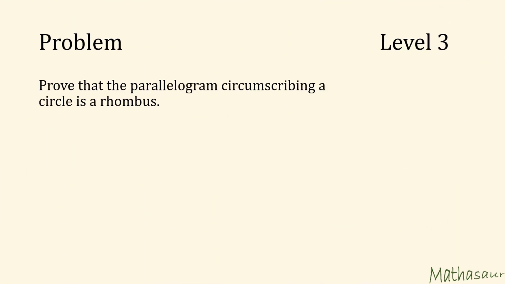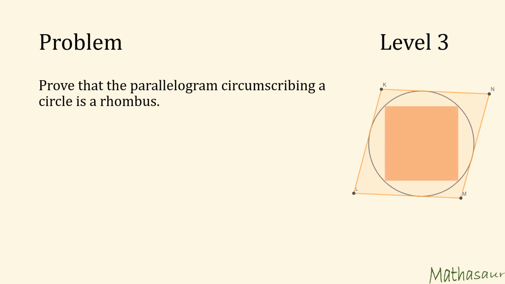Let us look at another problem. Prove that the parallelogram circumscribing a circle is a rhombus. So we have a circle and we have a parallelogram circumscribing it. Had the parallelogram been inscribed, then the parallelogram would have been inside the circle. But here it is circumscribing, so it is outside the circle. Alright, we can see that the parallelogram is touching the circle in 4 points.